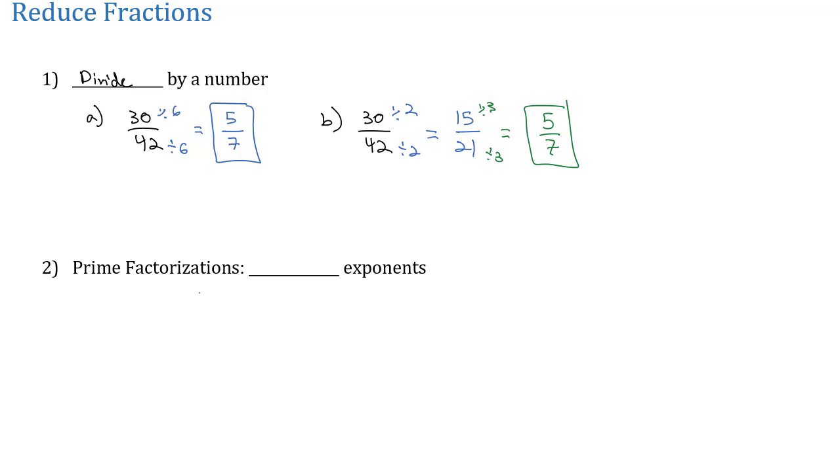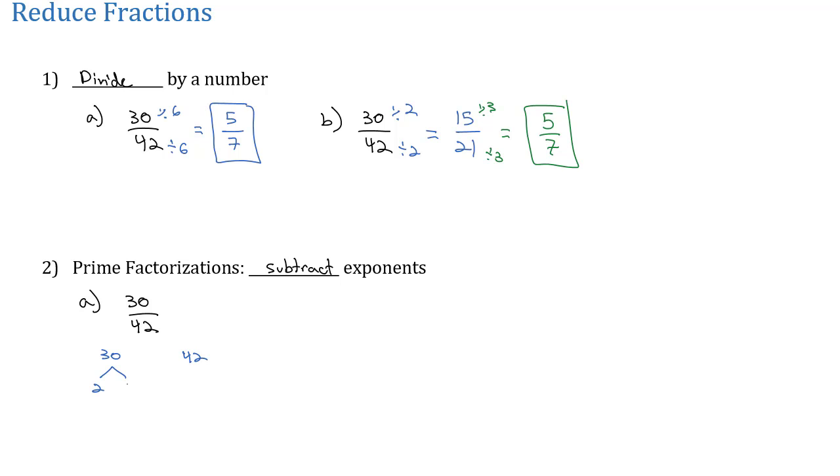Another option to reduce fractions is to use that prime factorization that we saw in a previous video. With prime factorizations, we can reduce out common factors, and we can subtract exponents. Let's look at what this looks like for our example, the 30 over 42. We're going to find the prime factorization of 30 and 42.